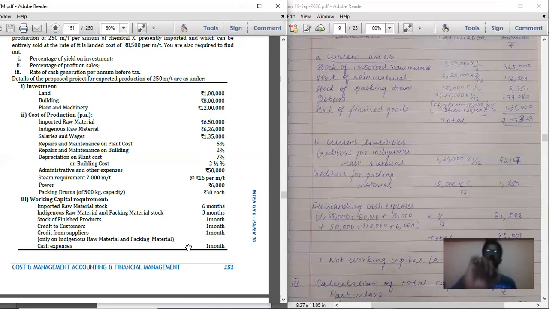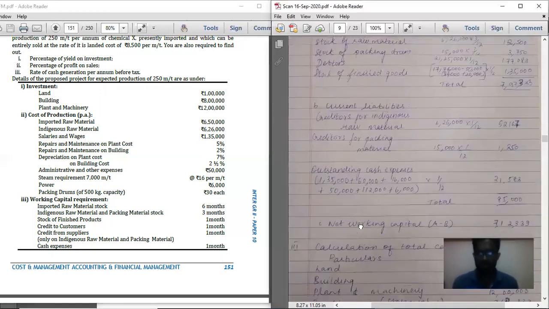So whenever they are not mentioning whether arrears or advance for such cash expenses or any other outstanding expenses, you should assume it as arrears. You should not assume it as advance. If you assume it as arrears, you should take it to current liabilities. So here they have mentioned cash expenses, and we are assuming it as arrears. They have mentioned 1 month.